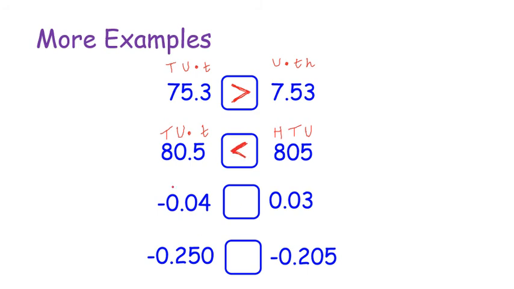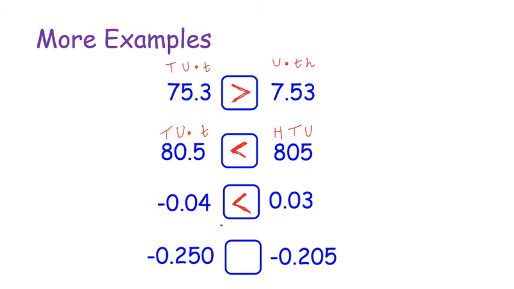Okay, now negative 0.04 and positive 0.03 next. Now, some people might look at the numbers only and think, well, 4 is greater than 3. However, this is negative 0.04. So that is smaller, is less than 0.03. So please be careful and look at the negatives and positives as well when you're reading the questions.